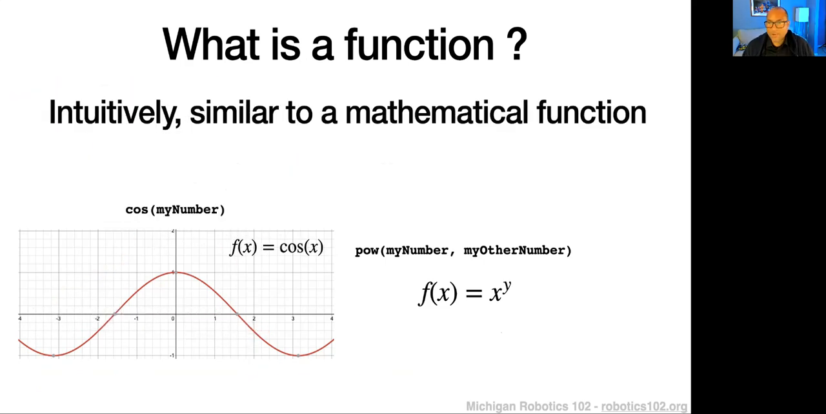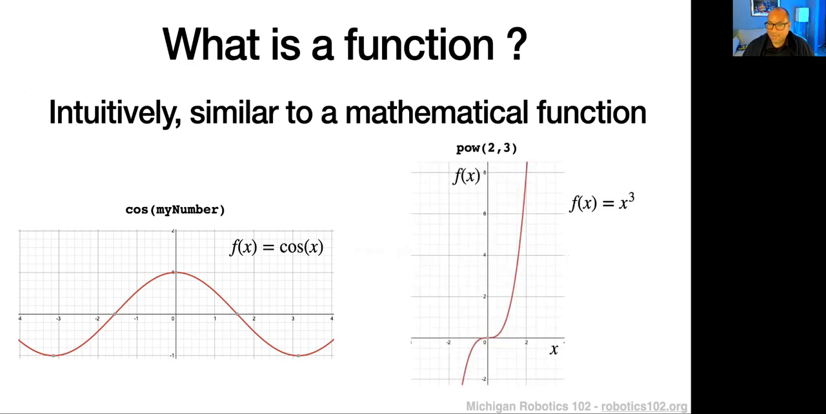We can also do the same thing for power, except in this case we don't have a nice expression for cosine. We don't know what it looks like ahead of time. We have to be given our parameters. So in this case, we're going to be given 2 and 3. And once we know that 3 is the exponent, we can say it's going to be a cubic. It's going to look something like this.